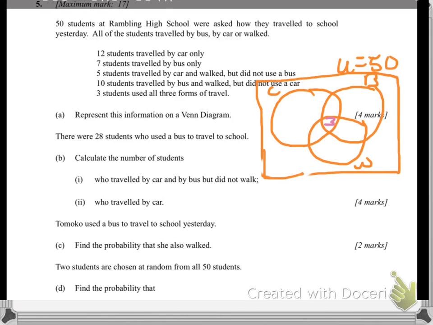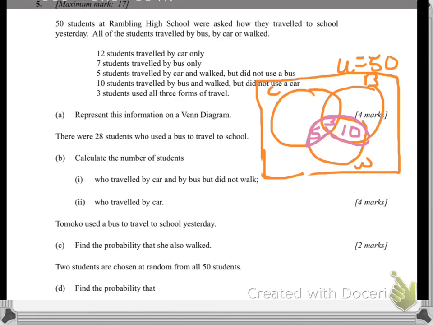All right, so this oval right here, because this is bus and walk, that's the oval we're talking about because that's what they share. The 3 is those who also did a car, but it said did not use a car. So then this guy here is going to be 10 because that's the people who went bus and walk but did not use a car. Now let's go up one more. It says 5 students traveled by car and walk but did not use a bus. So 5 students traveled by car and walk, so that is this oval right here, but did not use a bus, so that is right there.